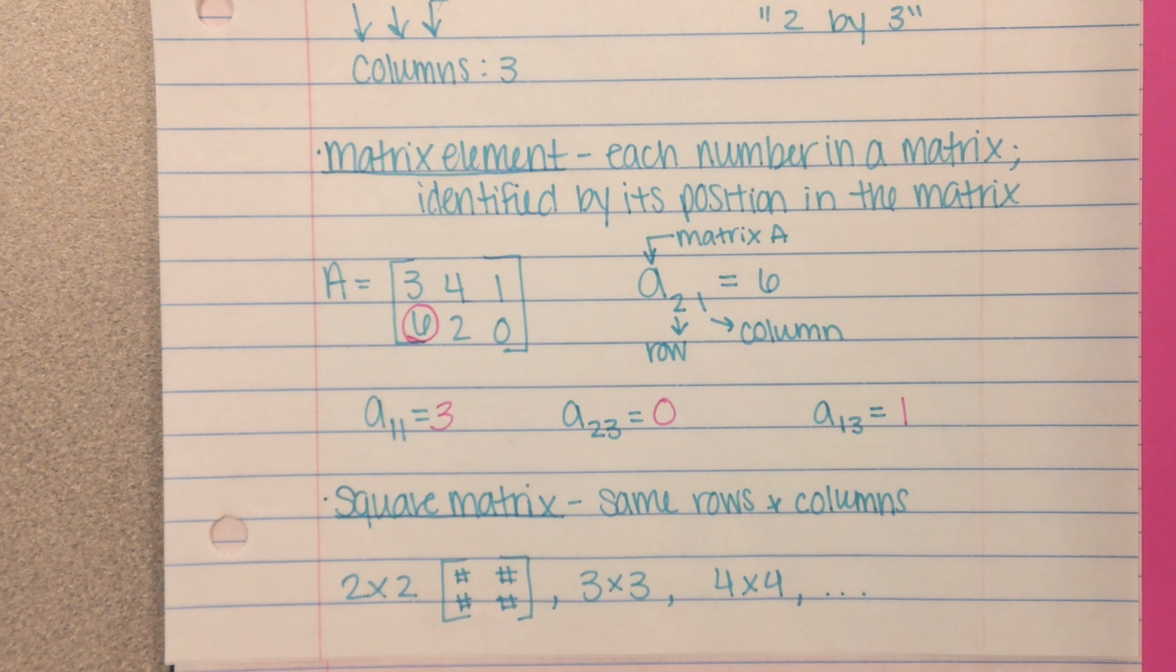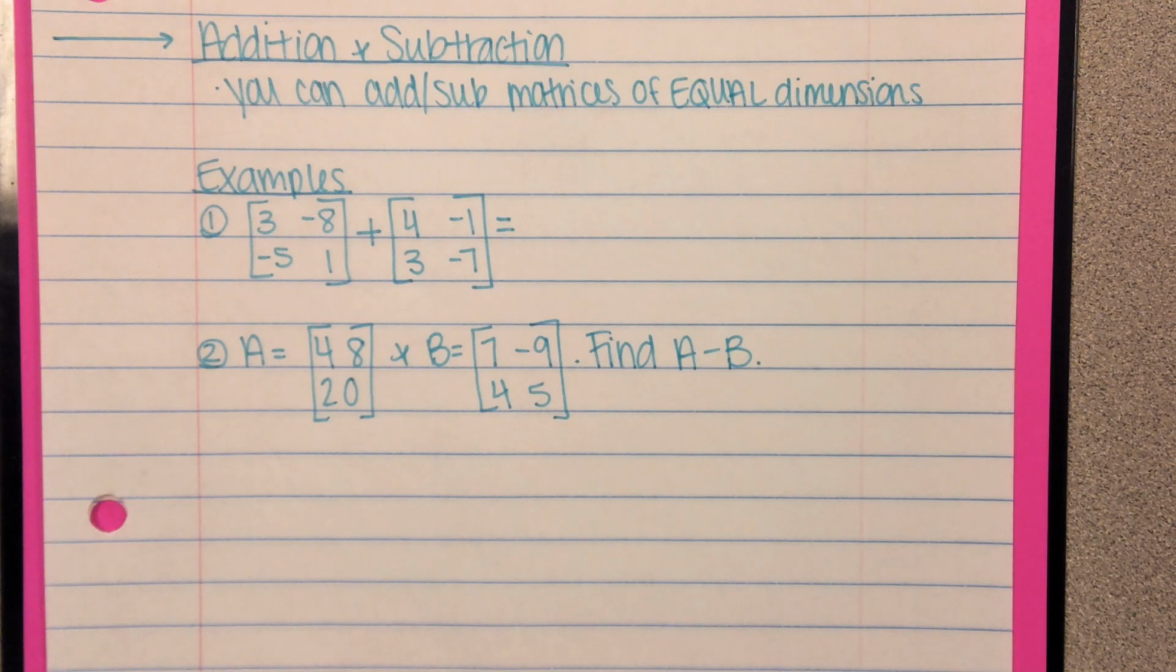I didn't add that in there. But as long as your rows and columns are the same, you have a square matrix. Okay, next we're going to look at addition and subtraction of matrices.